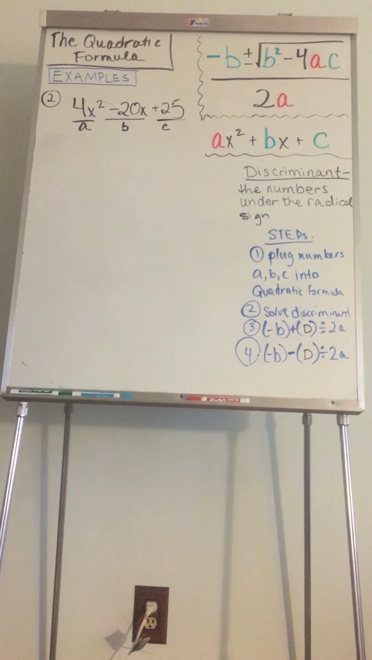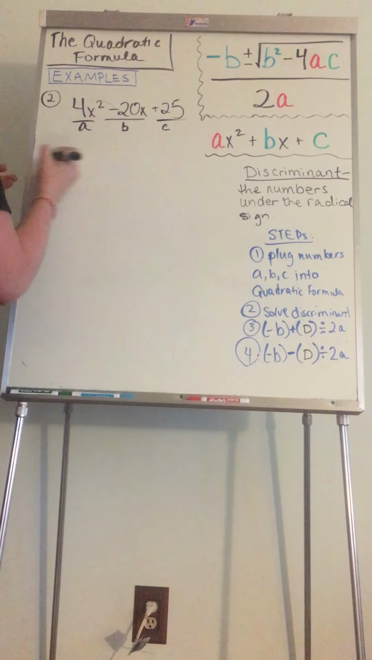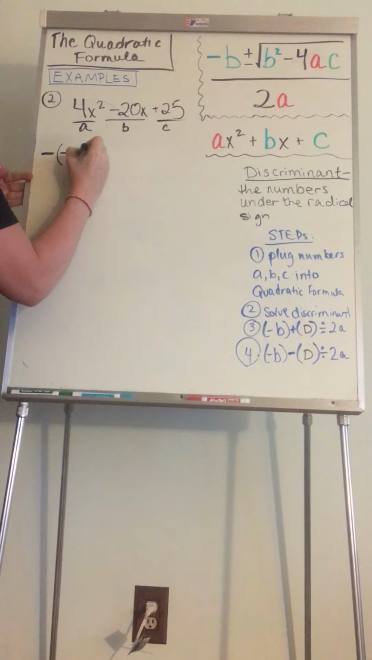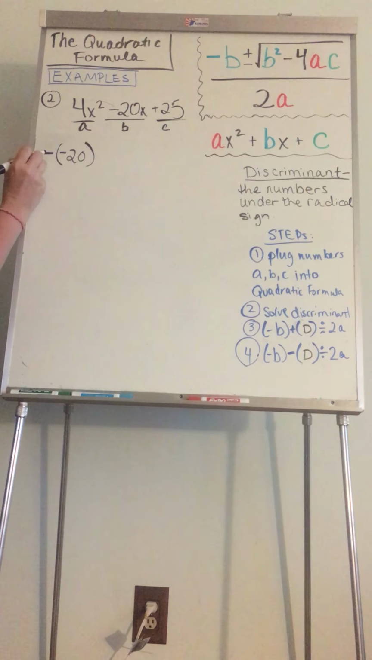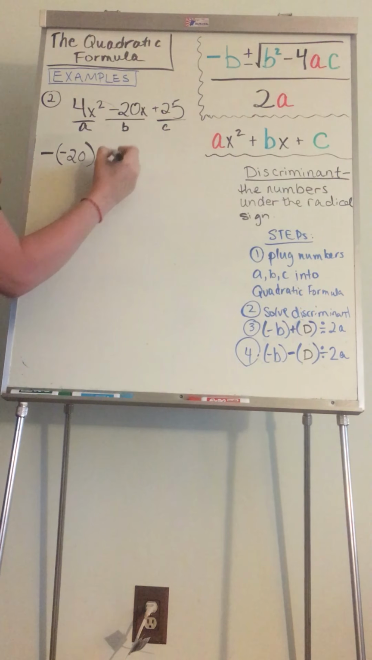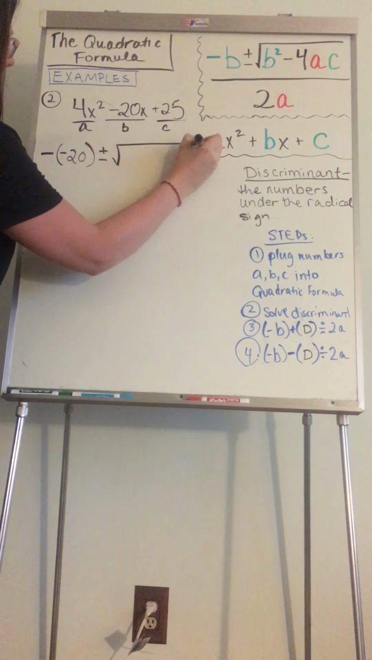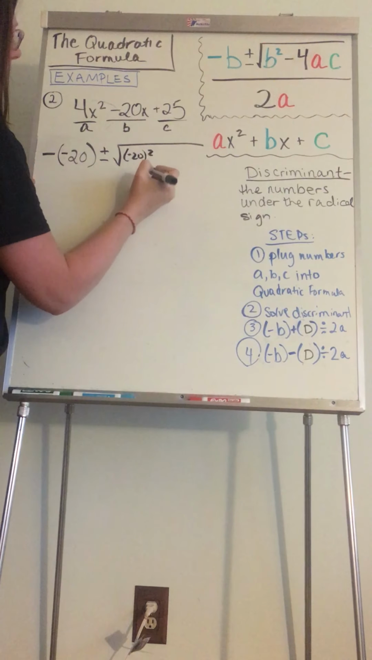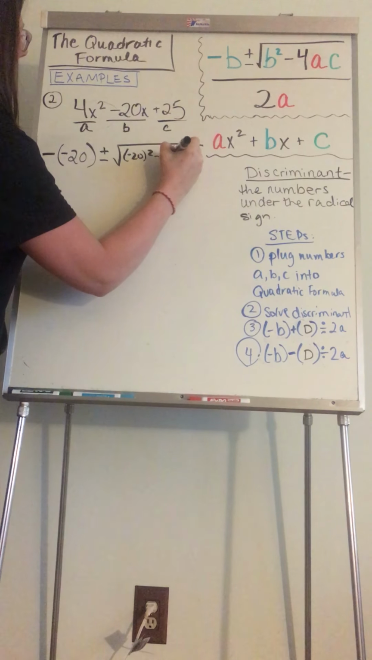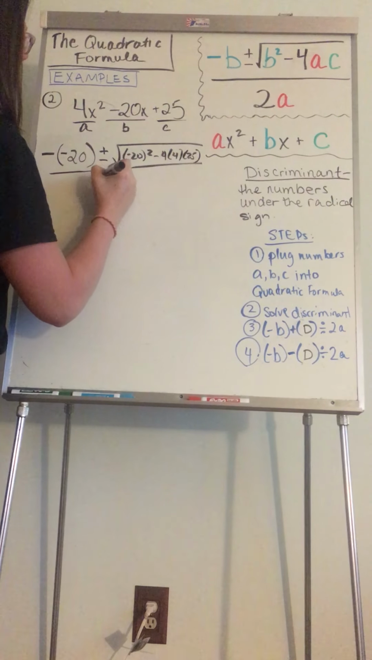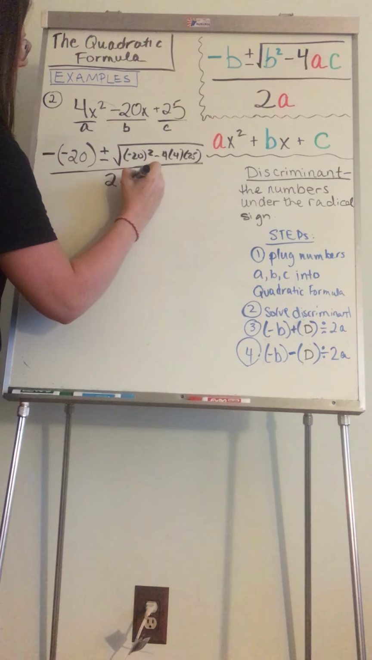So remember it's negative B, so negative B means I'm going to have negative 20. This is part of the formula. And then plus or minus the square root of b squared. B is going to be negative 20 squared minus 4 times 4 times 25 all over 2 times 4.